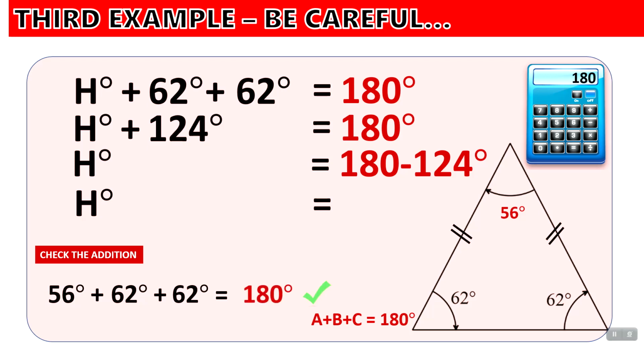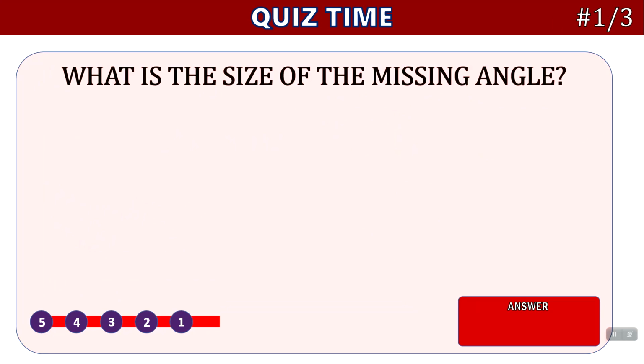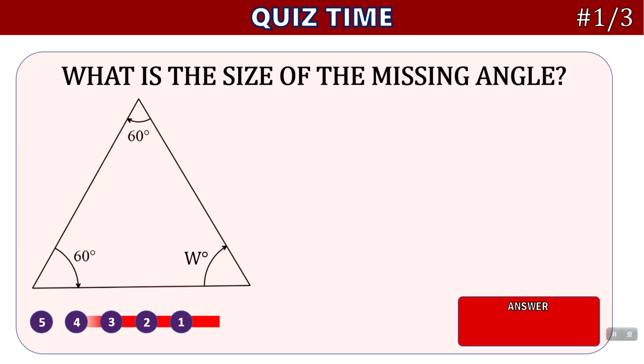Very good. And now it's quiz time. What is the size of the missing angle shown? You have 5 seconds. Time's up. The answer is 60 degrees.